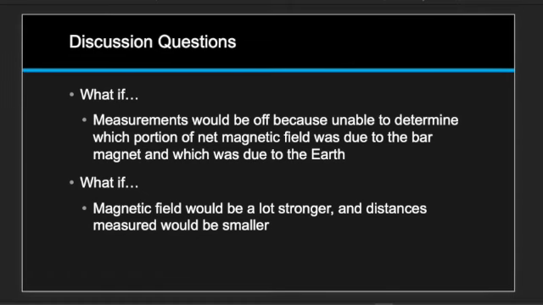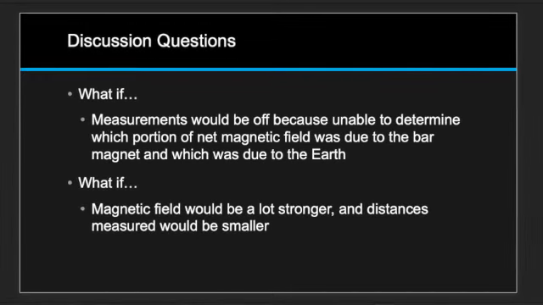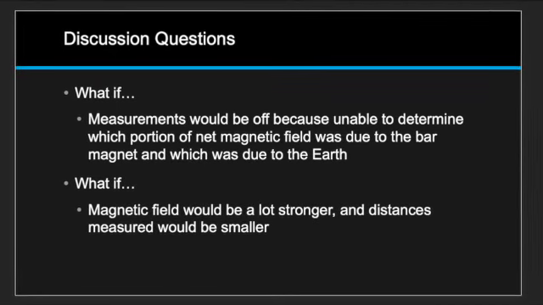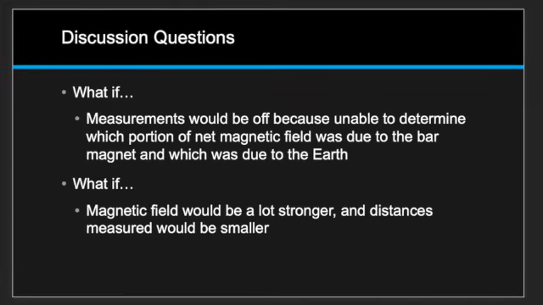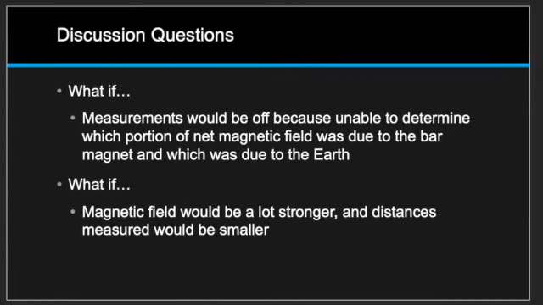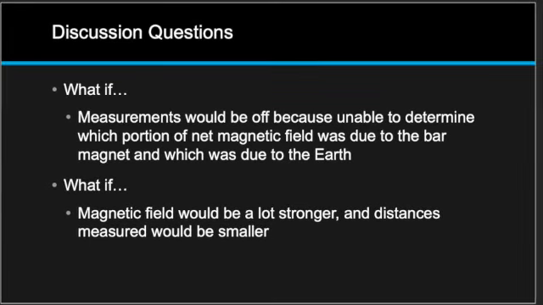Now for the discussion questions. What if we hadn't oriented our experiment to compensate for the magnetic north and had instead laid out our meter stick at some intermediate angle with respect to Earth's magnetic field? How would your results have changed? The measurements would be off because we would be unable to determine which portion of the net magnetic field was due to the bar magnet and which was due to the Earth.